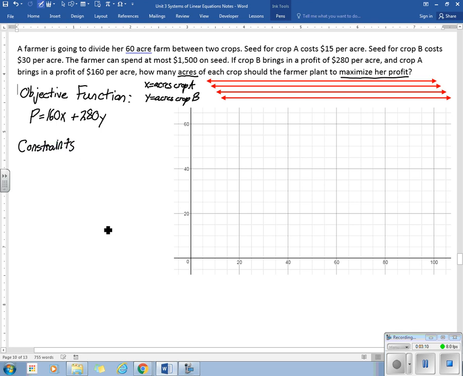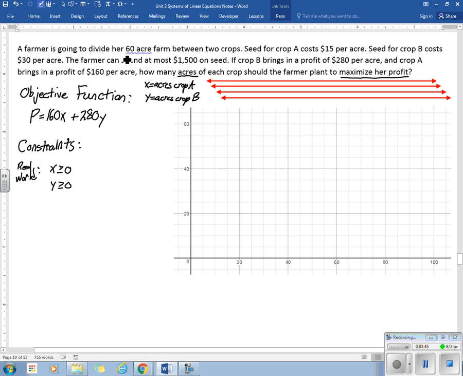And the constraints are anything that are going to limit us. So there's two we can kind of start with, and these are what we refer to as the real world constraints. That's just going to be the fact that we let X be acres of crop A and Y is acres of crop B. It wouldn't be physically possible for us to have negative of either of those. So first thing we'd say is X should be greater than or equal to 0, and Y should be greater than or equal to 0. It would be okay to have 0 acres of either crop, but we can't have a negative amount of either one.